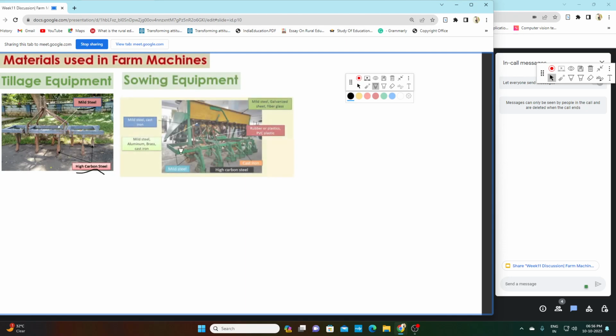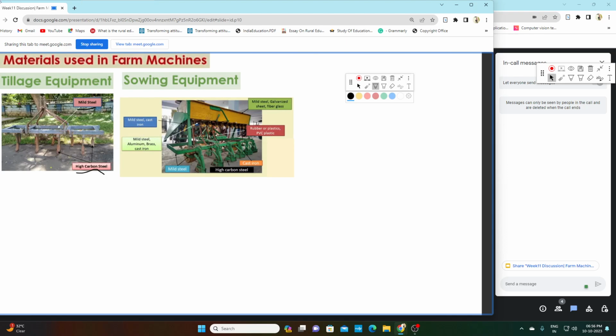Okay, so now about sowing equipment. In sowing equipment, this frame is made by mild steel, like our tillage equipment. This frame is made up of mild steel. Now the working element of the soil is made by high carbon steel, just like your cultivator.